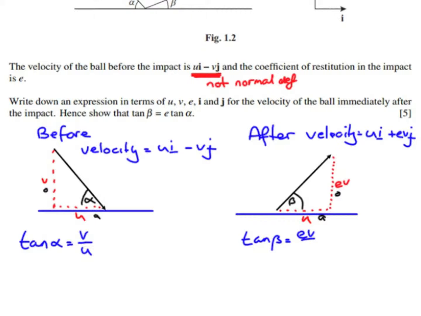We can actually rewrite that as e multiplied by v over u. But we know what v over u is. That comes from our first diagram. v over u is equal to tan alpha. So tan beta is just equal to e times tan of alpha.